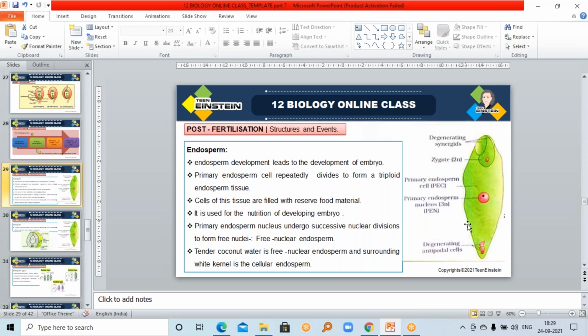So it's a triploid tissue, and it is undergoing mitotic division. There is no meiotic division. Meiotic division means there won't be any equal sets of chromosomes. If it is getting divided meiotically, what will happen? See, there are 3 sets of chromosomes in the primary endosperm nucleus, right? So that will never undergo meiotic division.